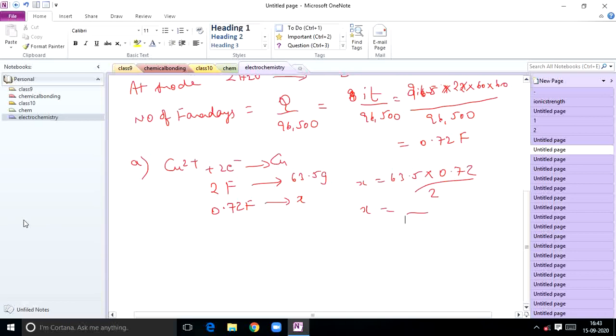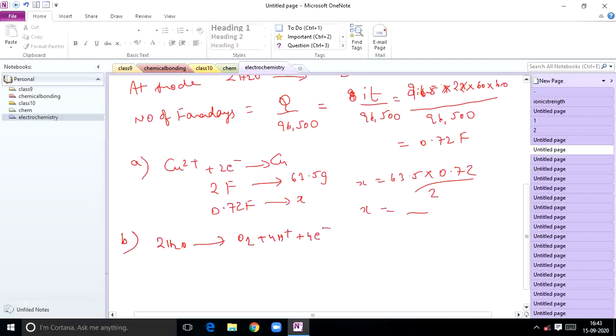Next, B. What he asked, read the B question. Calculate the volume of oxygen produced at anode at 27 degrees Celsius and 1 atmospheric pressure. You know already the equation we got at anode: 2H2O gives rise to O2 plus 4H+ plus 4 electrons.